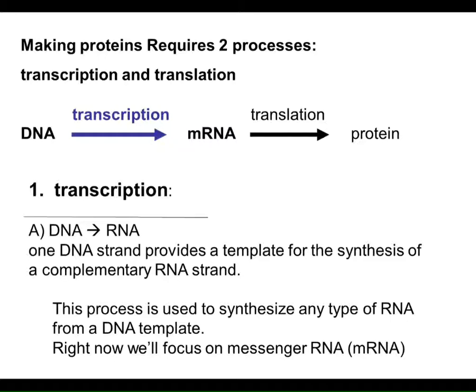How is it that the cell takes its DNA code sequence that's on the chromosomes in a gene, and how does it get that information out to the ribosomes where proteins are made? And this is this double process of transcription followed by translation.